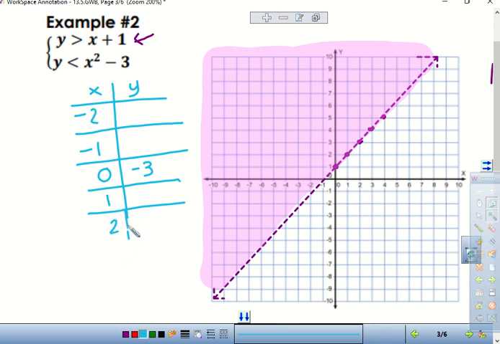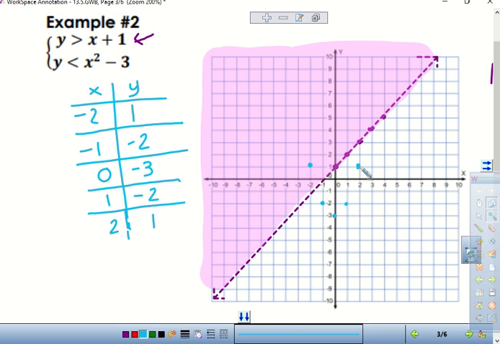So I'm going to plug in 1. So I get 1 squared minus 3 is negative 2. I got 2 squared minus 3 is 1. So this is negative 2 and 1 as well, by just plugging those values into the function and getting a y. Now I'm going to graph them, so negative 2, 1, -1, -2, 0, 3, and so on.